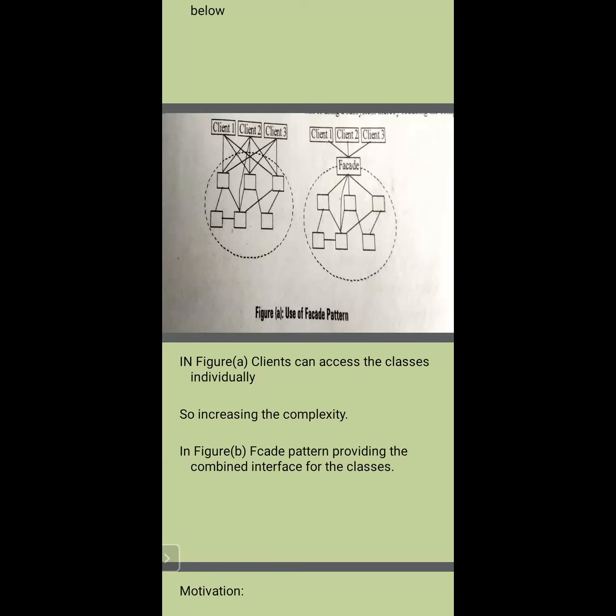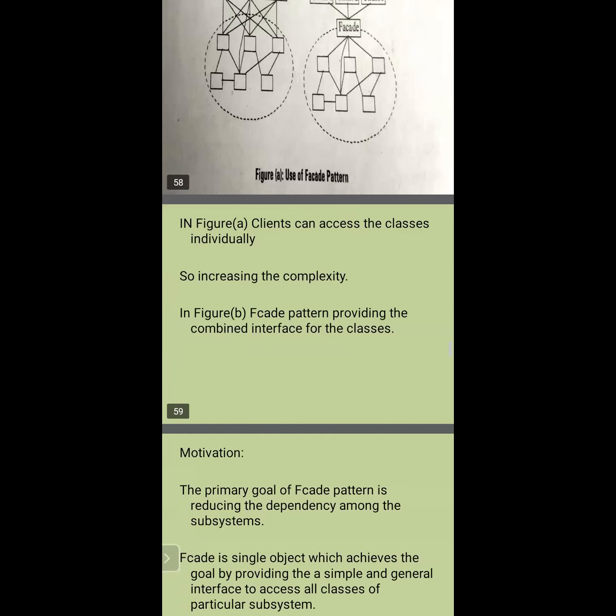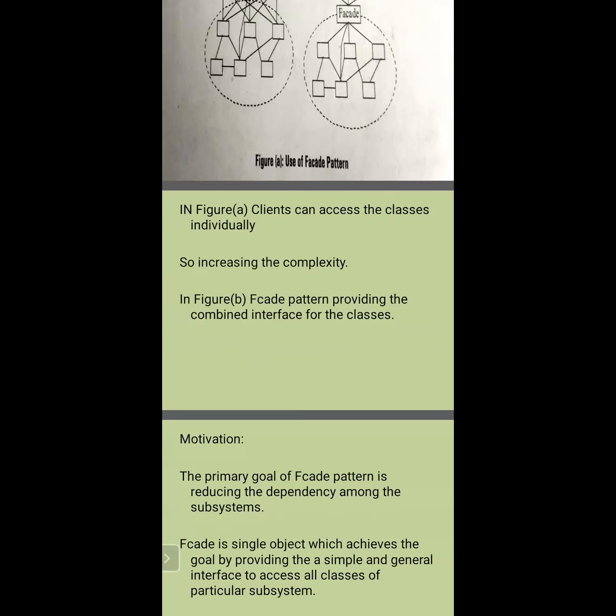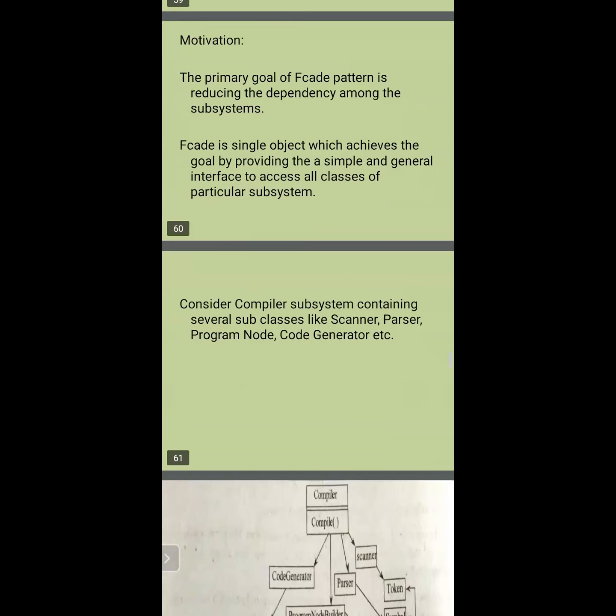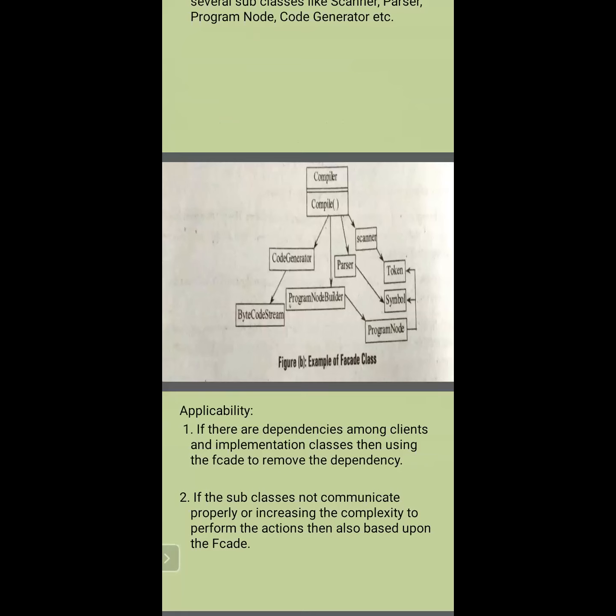So that is the main purpose of using the facade. If you observe here in figure A, clients can access the classes individually, so increasing the complexity. In figure B, the facade pattern provides the combined interface for the classes. So this is the motivation, and we can consider the compiler as also one of the facades. Why? Because it also provides a common interface for performing common tasks.